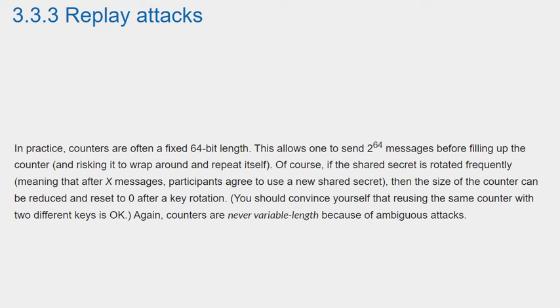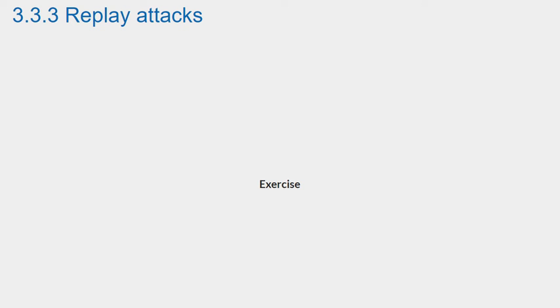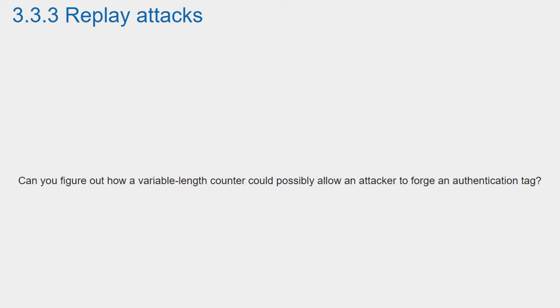around and repeat itself. Of course, if the shared secret is rotated frequently, meaning that after X messages, participants agree to use a new shared secret, then the size of the counter can be reduced and reset to 0 after a key rotation. You should convince yourself that reusing the same counter with 2 different keys is okay. Again, counters are never variable length because of ambiguous attacks. Exercise. Can you figure out how a variable length counter could possibly allow an attacker to forge an authentication tag?